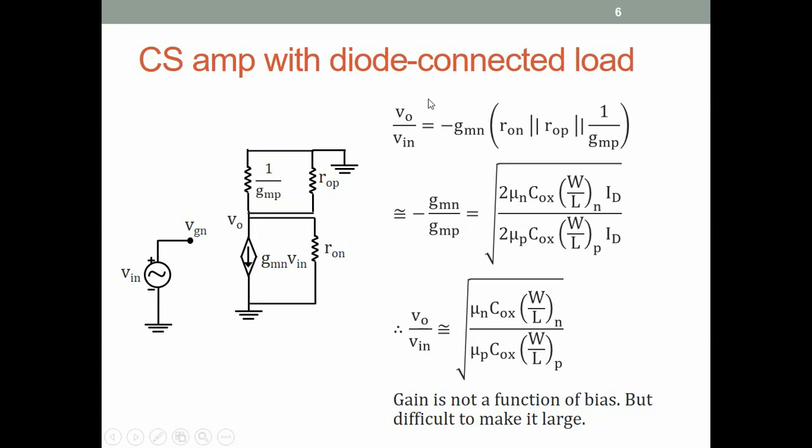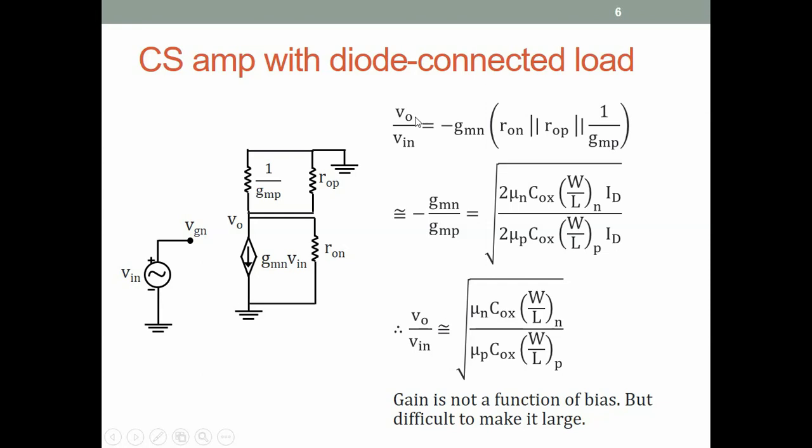So we get Vo over Vin equal to minus gmN into the parallel combination of roN, roP and 1 by gmP. Now, generally speaking, 1 over gmP is much smaller than the ro's, and therefore this quantity is often approximated as simply 1 by gm because this is the smallest of the three resistors in parallel.